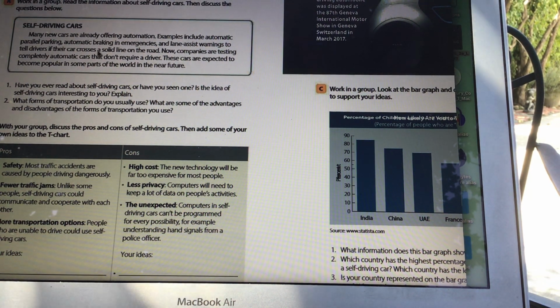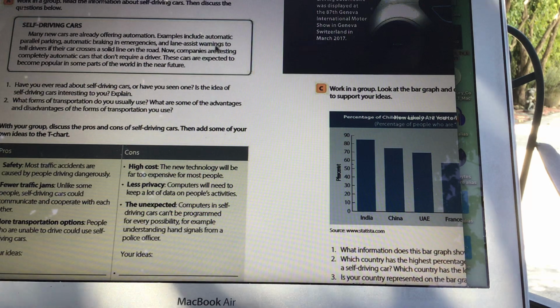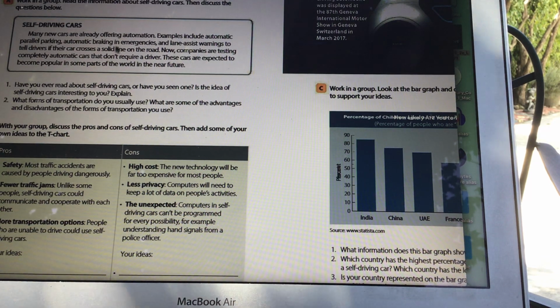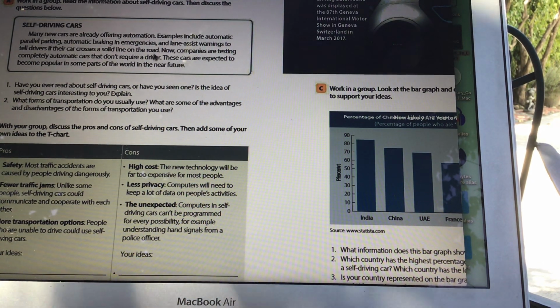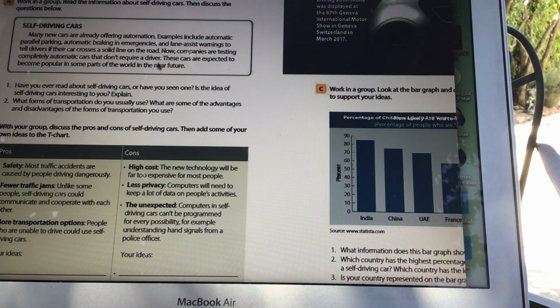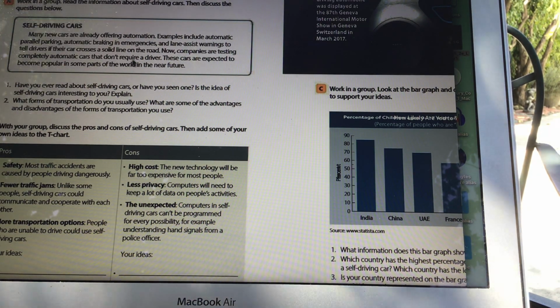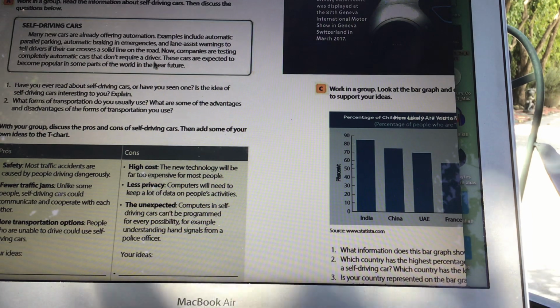Examples include automatic parallel parking, automatic braking in emergencies, and lane assist warnings to tell drivers if their car crosses a solid line on the road. Now, companies are testing completely automatic cars that don't require a driver. These cars are expected to become popular in some parts of the world in the near future.